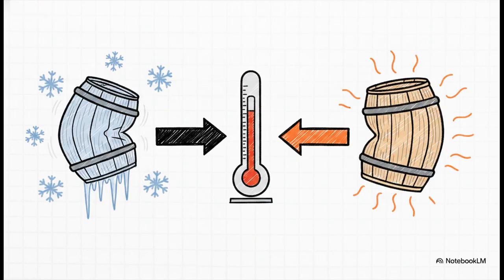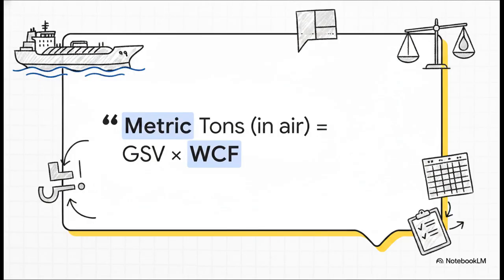And what exactly are those standard conditions? Well, the universally accepted standard temperature for all this math is exactly 15 degrees Celsius or 60 degrees Fahrenheit. Standardizing the volume to this specific temperature ensures that millions of dollars of cargo can be billed accurately and fairly, regardless of whether that oil was loaded in the freezing Arctic, where it contracted, or the sweltering Middle East, where it expanded.